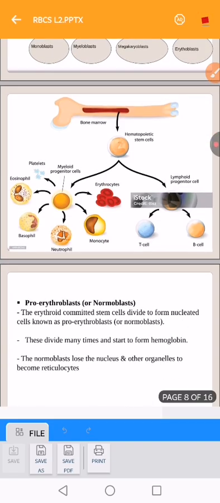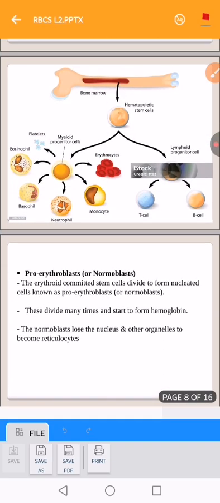The same picture. So the last stages in the bone marrow: after the committed stem cells give us the myeloid cell and the erythroblast, we have a pro-erythroblast or normoblast. The erythroid committed stem cell divides to form a nucleated cell known as the pro-erythroblast or normoblast, which is also a nucleated cell. This divides many times and starts to form hemoglobin. All these stages are still in the bone marrow.